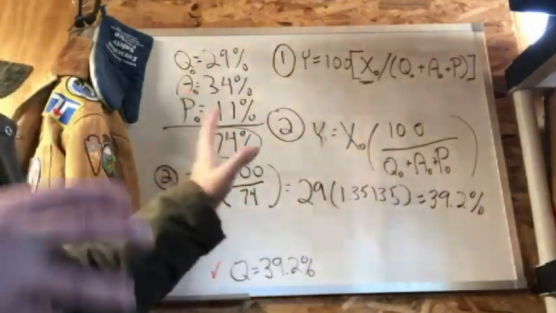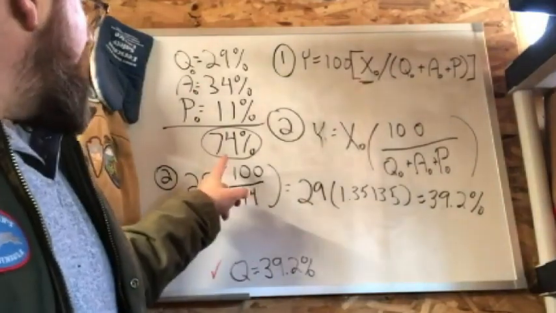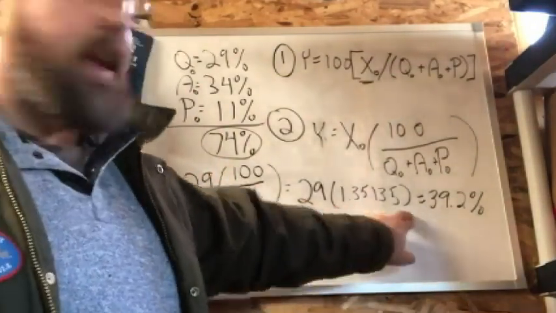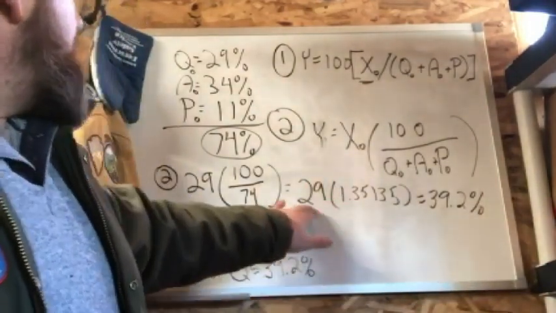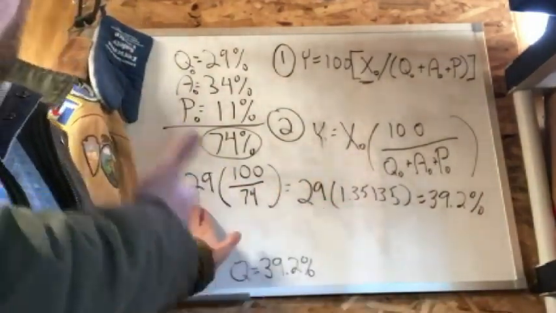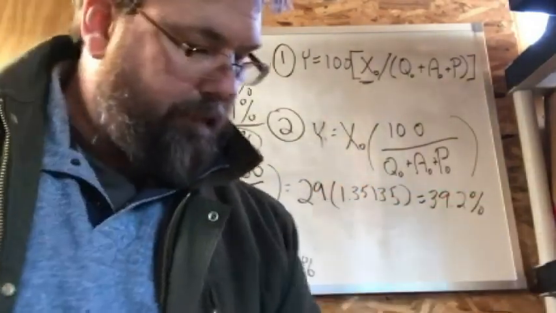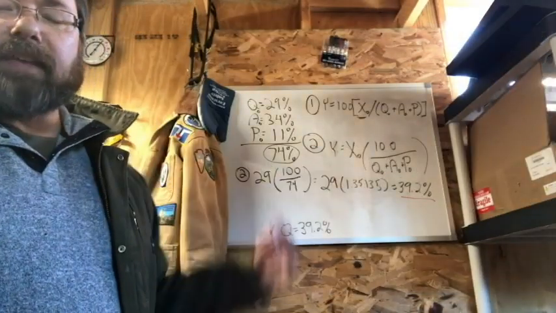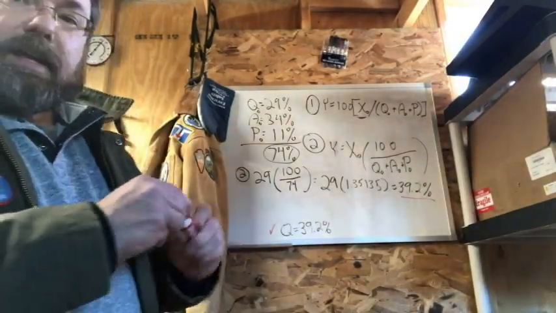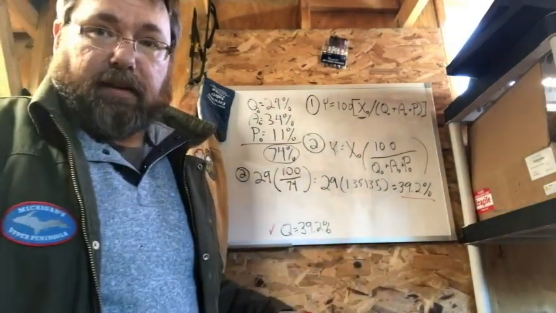The reason why I do it this way is because it's easier to do on a non-scientific calculator. You just divide 100 by 74 first. In this case, it gives me that number. It's a ratio, and you multiply that by your X initial, which in this case is our quartz initial. And we get, lo and behold, 39.2%. So you get the same number using either equation. That shows us both equations are the same, and I already explained why that is.